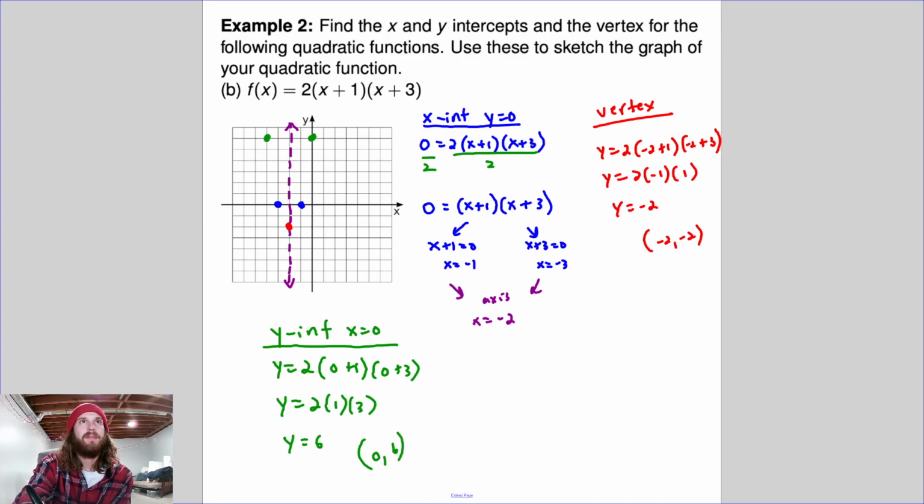Now let's see if that makes sense. If I were to multiply these two things out, it would be x squared plus 4x plus 3. And then we distribute the 2 to everything, and our a value would be 2. So this looks like it's been stretched out. Normally we'd go over 1, up 1 from the vertex if it has a parent function, but we're going up twice as much. Normally we go over 2, up 4 because 2 squared is 4, but we're going up 8, so it jives. This makes sense with what we've done in the past.